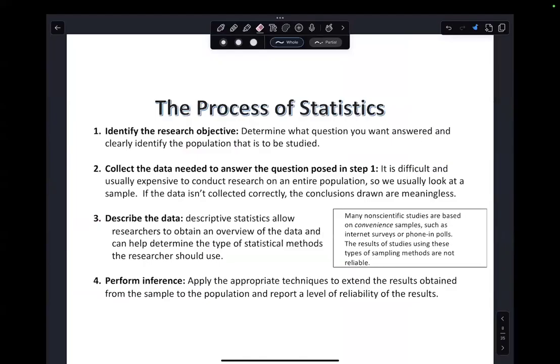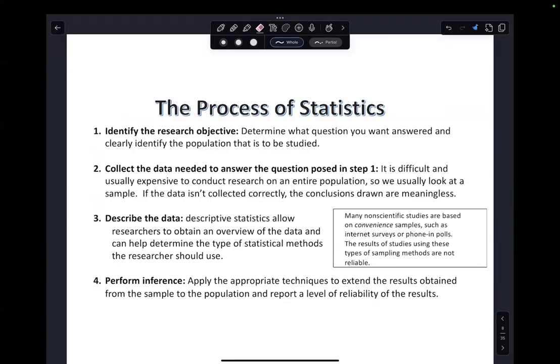Okay, I am not going to ask you to tell me the process of statistics. I just kind of want to let you know how we do this. Statistics is a lot like the scientific method. I'm not going to use all the same words, but it follows it a lot, because stats is kind of a science-ish. So the first thing you want to do is identify your research objective. What do I want to know? What am I looking for? Which population am I trying to study? What question am I trying to answer?